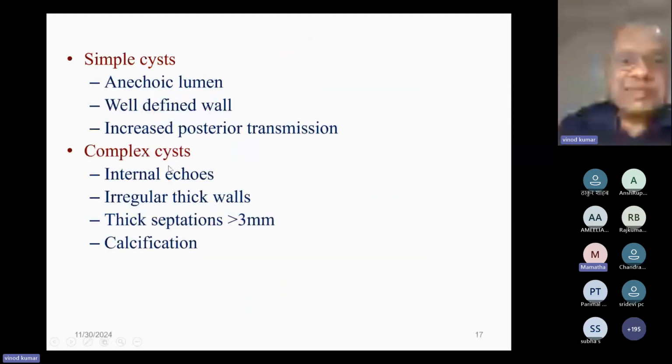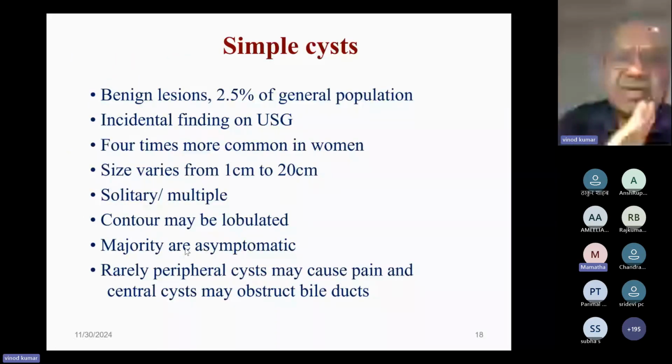So a complex cyst may have internal echoes also. Irregular thick walls may be there, and thick septation may be greater than 3 mm. Calcification, hardness, may also be there. Similarly, a simple cyst is very common. A simple cyst generally gives no issue, no problem. It is detected by chance when you go for X-ray, ultrasound, etc.